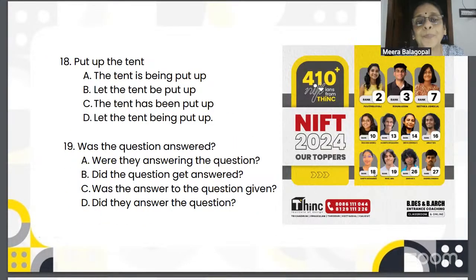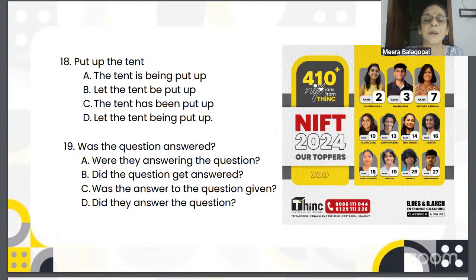Put up the tent. Put up the tent is what you call a command or an order. So how will you change it? I had told you, for sentences which show a command, you have to use let. So put up the tent will be let the tent be put up. Tent is the object. So let the tent be put up.